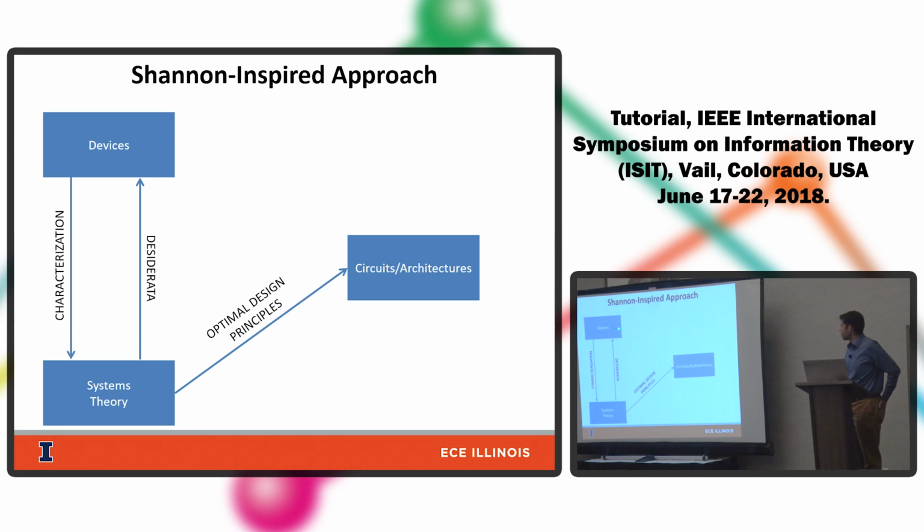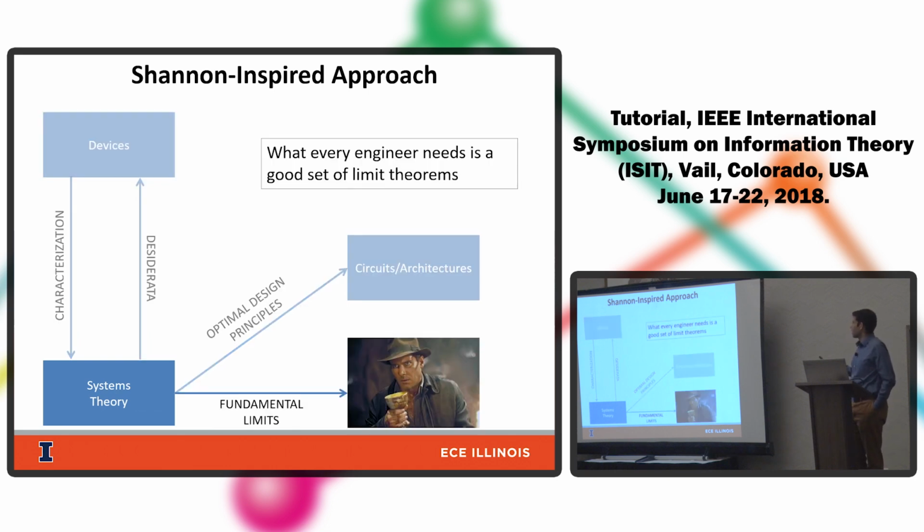Okay, so we want to go from devices, so physical models, to systems theory, and then back to system design principles. And then also going from systems theory back to desirable properties of devices. Right? So we want to understand which kind of devices are actually the things that will give us the most impact at the systems level. Right? So we can tell device physicists maybe pursue these kinds of goals. Okay, so this is the kind of Shannon-inspired approach that we want to pursue. Okay, and of course, as every engineer needs a good set of limit theorems, we also want to establish what the Holy Grail is. Okay, so that's kind of where we want to go.